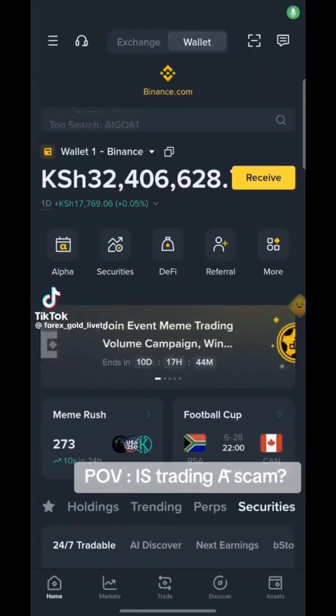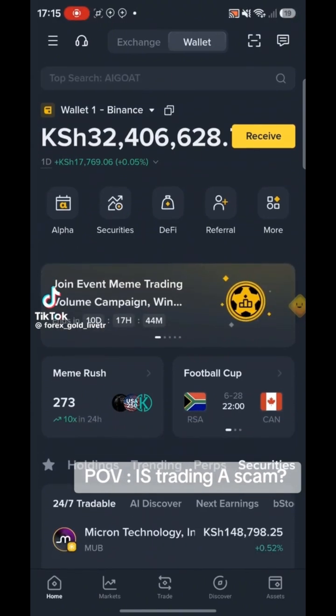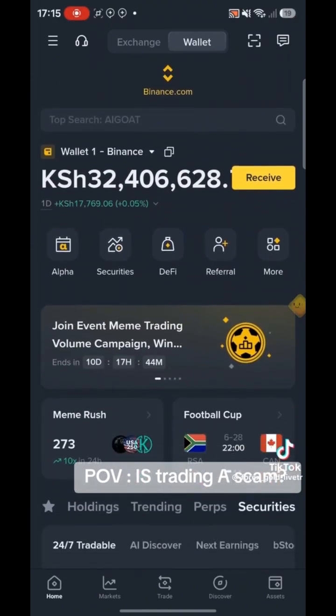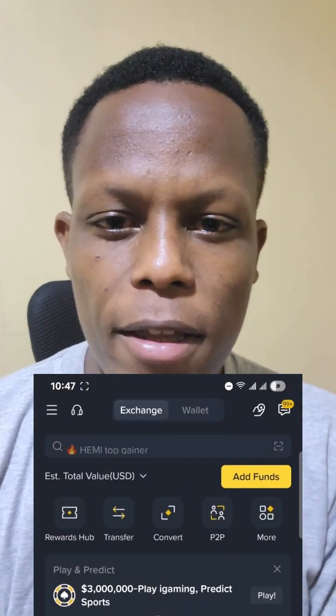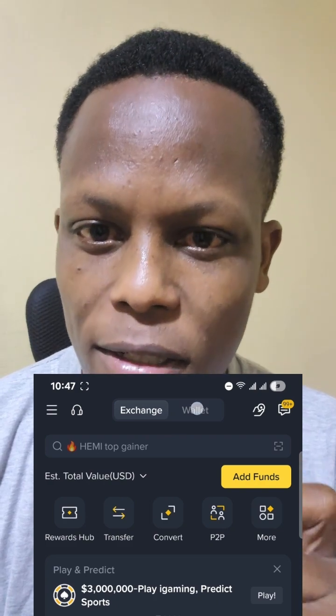Huyu jamaa hapa ni mwizi. Watch this carefully. As you can see guys, today on my balance I have 32,406,628 Kenyan shillings. Red flag number 1. This guy is using Binance wallet.